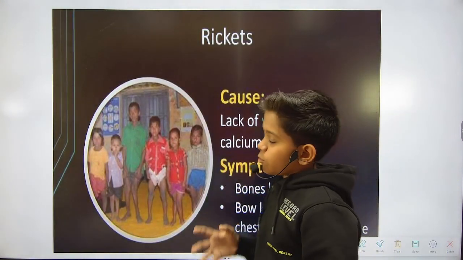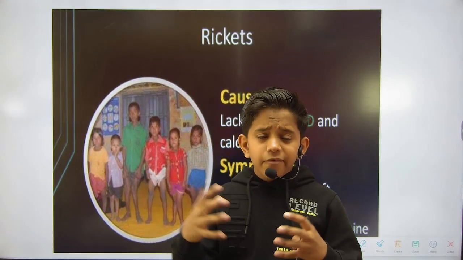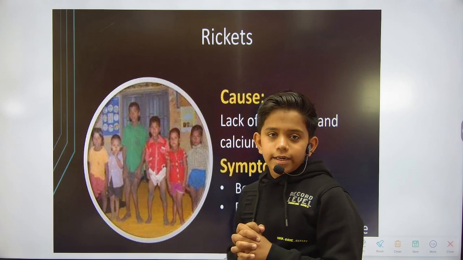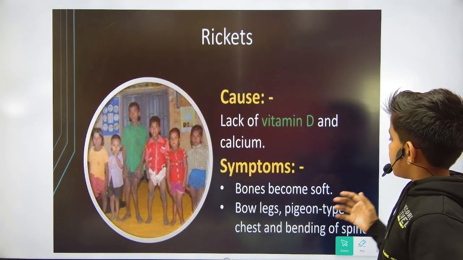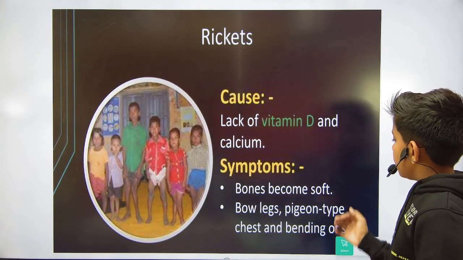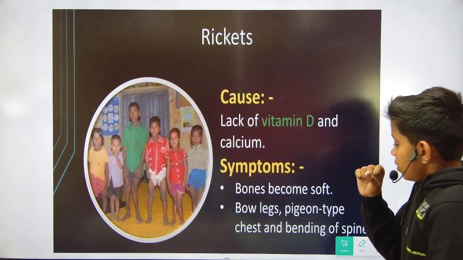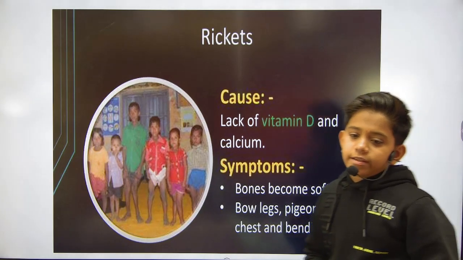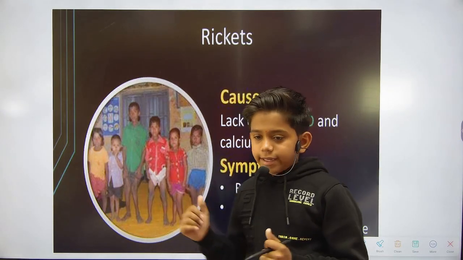Rickets. What is the cause of rickets? Due to the deficiency of vitamin D. Symptoms are bones become soft and bow legs, pigeon type chest and bending of spine. These are the symptoms of rickets.